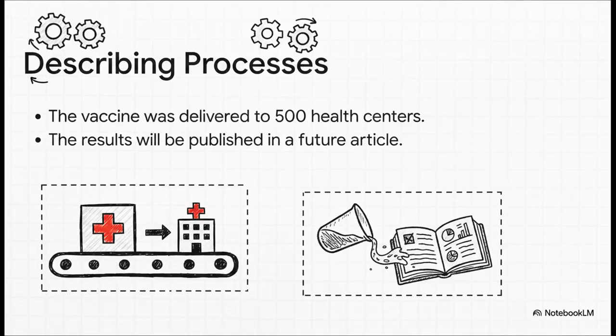Okay, you see this one all the time in any kind of formal or scientific writing. When you're describing a process, the focus is on the steps of the process, right? Not the individual people doing them. The vaccine was delivered is the key piece of information. We don't really need to know the name of the person who drove the truck.